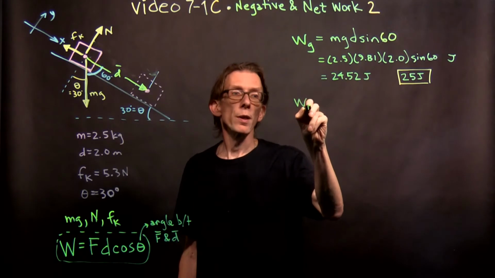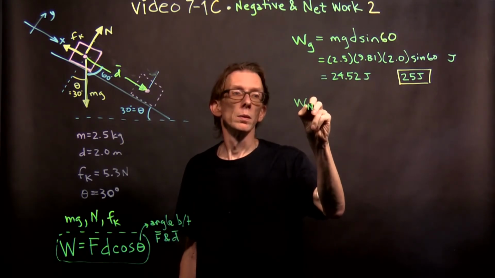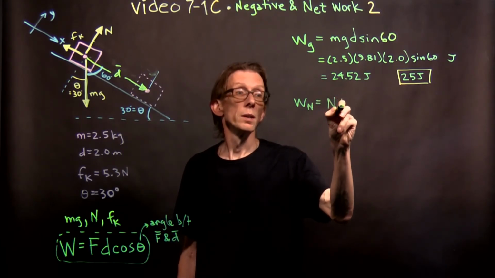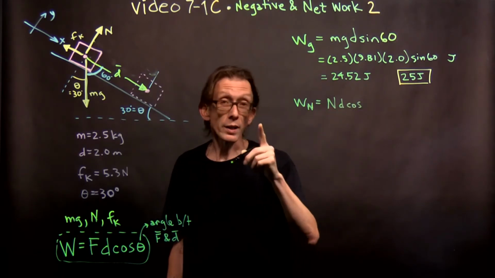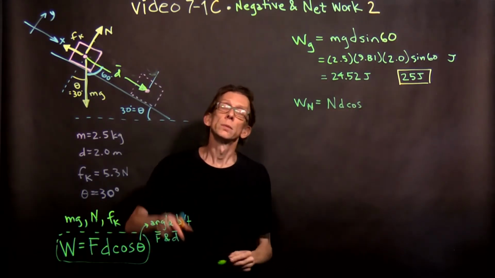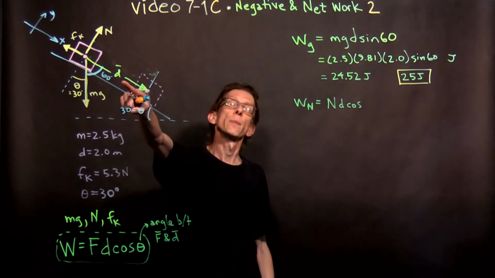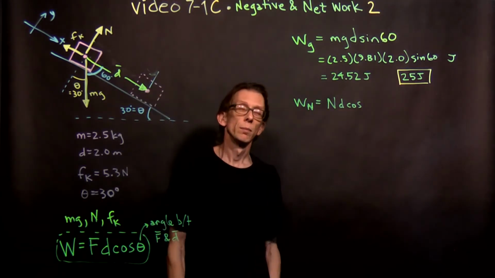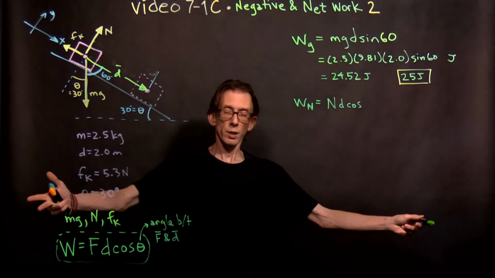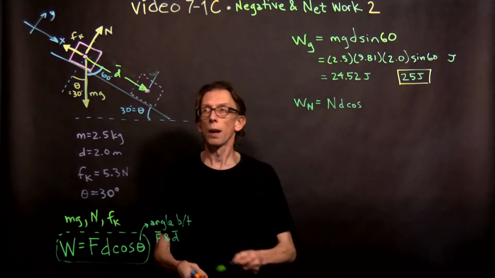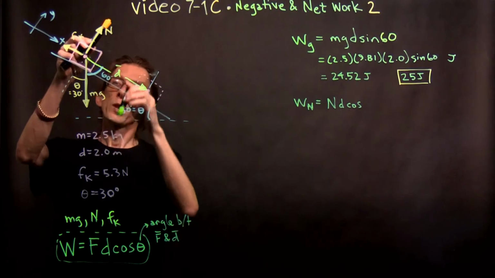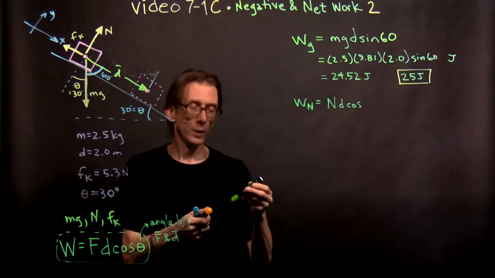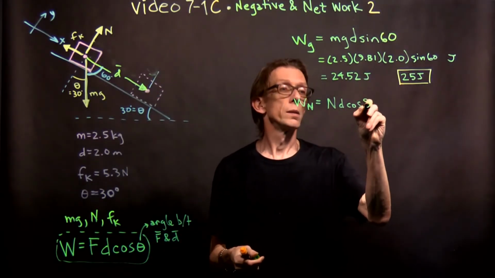Now, let's find the work done by the normal force. That's going to be the normal force itself times d times the cosine. Again, it's an angle thing. What is the angle? Behold the free body diagram. What is the angle between the normal force and the displacement? In unison, 90, right? Because the normal force is up, displacement is down the hill. Okay, that's a 90-degree angle. So it's going to be nd cosine of 90.